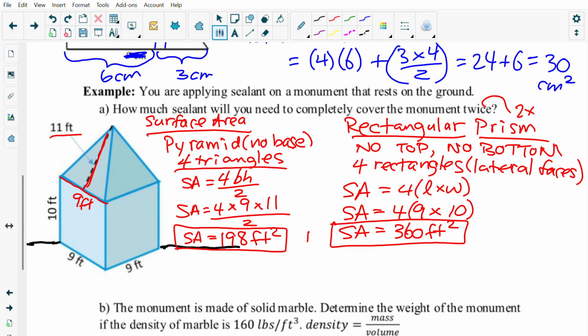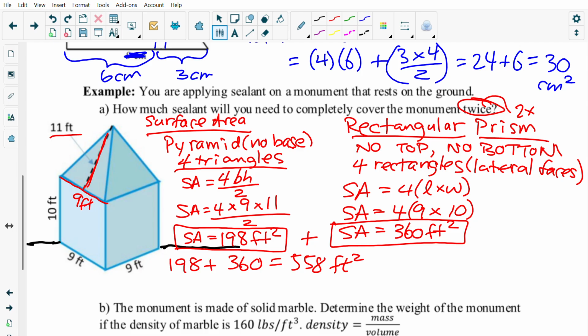Okay, what's the total surface area? I'm going to take the surface area of the 4 triangles of the pyramid and then the 4 sides of the rectangular prism. So 198 plus 360. I get 558 square feet, but I want to cover it twice, right?